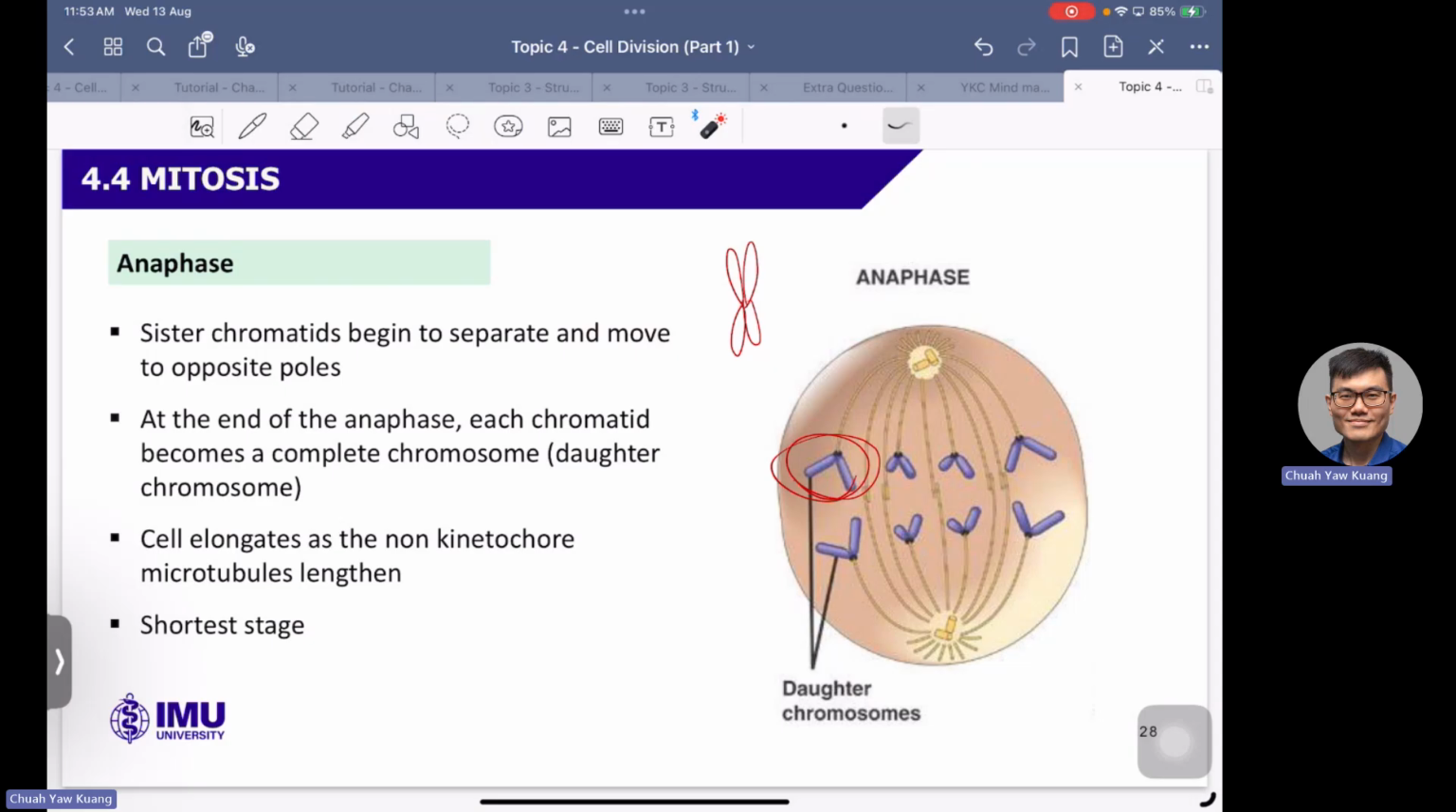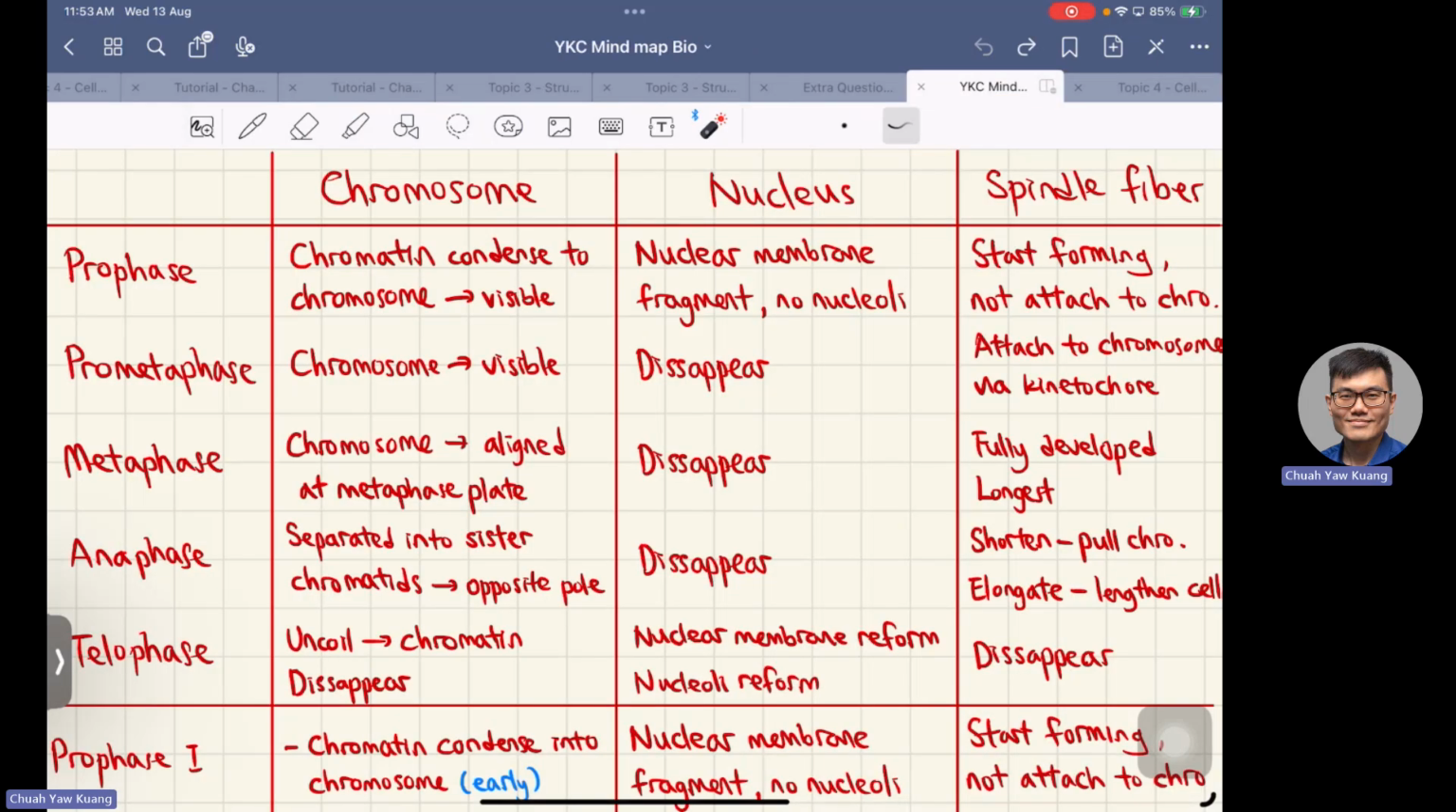So in the summary you can see here: for chromosome behavior in anaphase, sister chromatids will move to different poles. The nucleus has disappeared. For spindle fiber behavior, those that shorten pull the sister chromatids to different poles. Those that are not attached to any sister chromatid will elongate, so that the cell elongates.